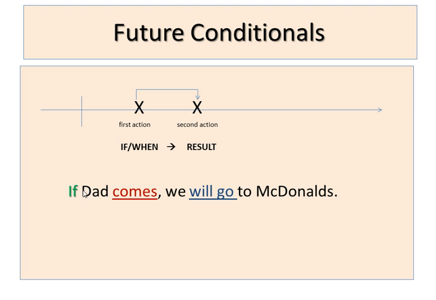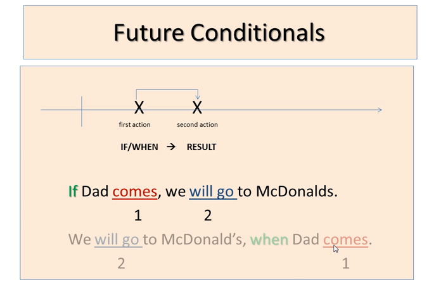So in this case we have if dad comes, we pretend that the first action, even though it's in the future, is simple present, and the second action is future, so that we can tell the difference. And then once we have that, it makes no difference if we change the order, because we know that the we will go to McDonald's happened after when dad comes.